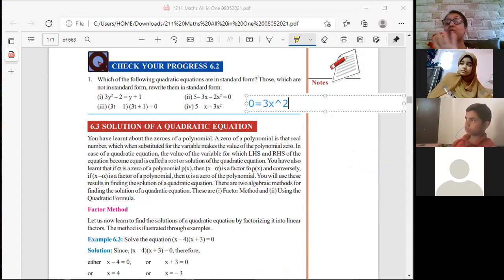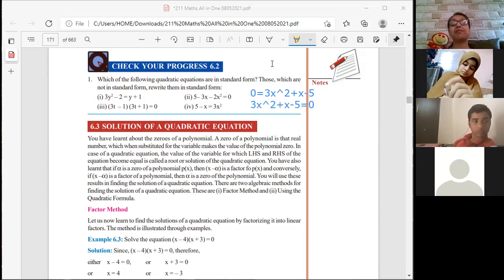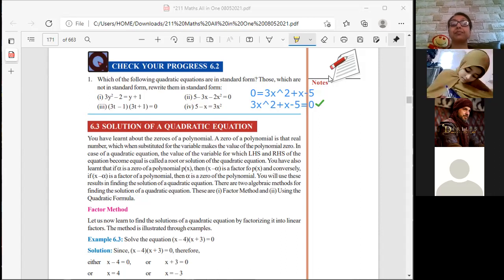Minus x from the left hand side is going on the right hand side, so it will become plus x. 5 is again going from left hand side to right hand side, so it will change its sign and become minus 5. Now because the standard form always says to equate the equation with 0, I'm going to write 3x the whole square plus x minus 5 is equal to 0. And this is going to be my quadratic equation in the standard form. Is it very clearly understood? Any doubt in this question? Okay, so first part and the second part is clear. Can I erase it?